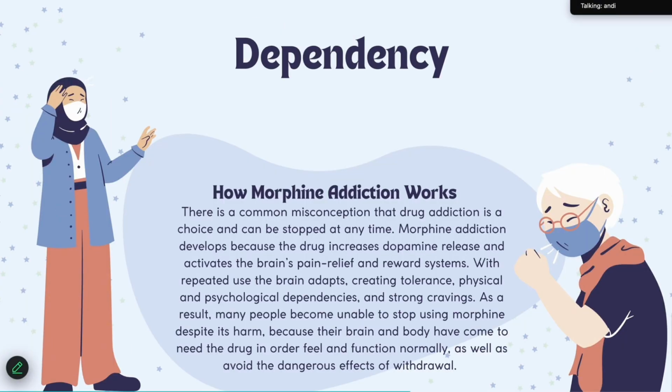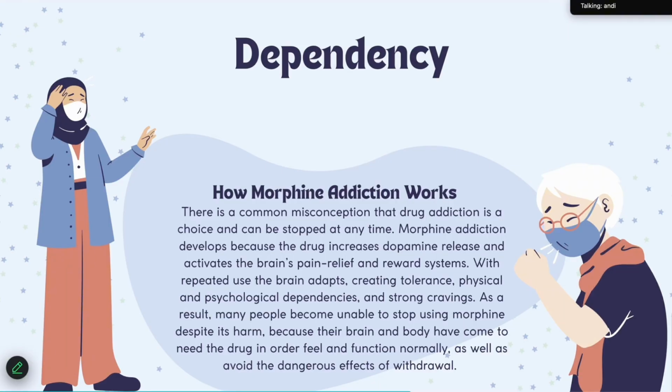How morphine addiction works. Addictions, or substance use disorders, are chronic illnesses that chemically change how the brain works and make it very difficult to control drug use despite harmful consequences. Morphine addiction develops because the drug strongly activates the brain's pain relief and reward system, and these chemical changes reshape the brain's reward and motivation systems, which trains it to depend on the drug. With repeated use, the nerve cells adapt so that the same dose produces less effect, which is called tolerance, as well as making the body physically dependent on use of the drug.